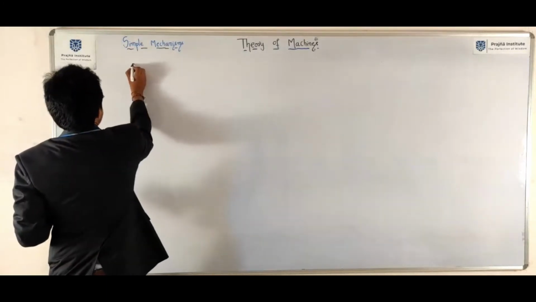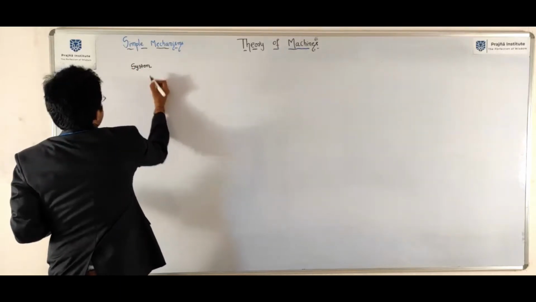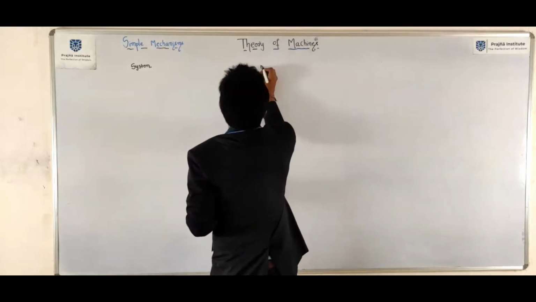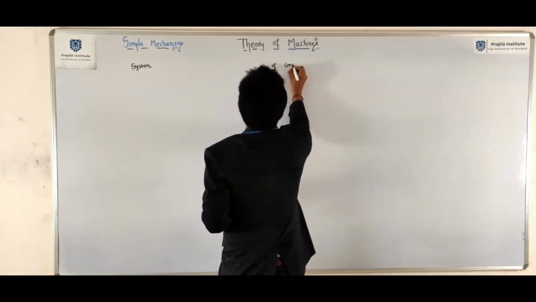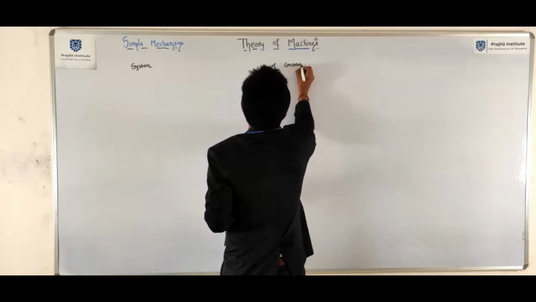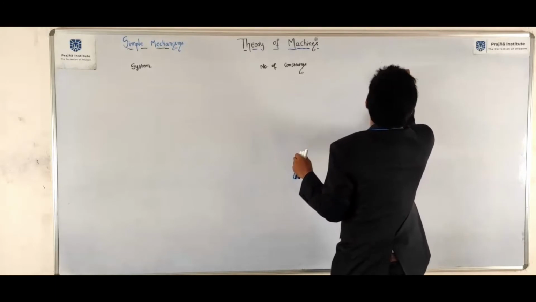Here, system, number of constraints, degree of freedom.